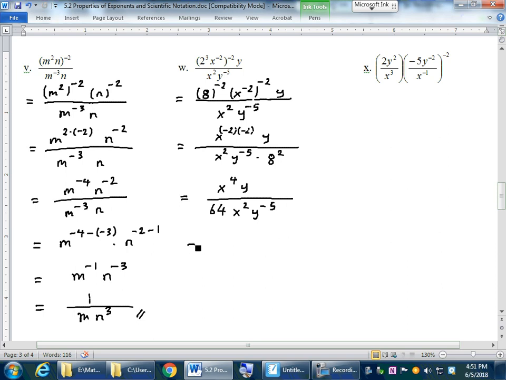Now, continuing this, using property number 2, numerator exponent minus denominator exponent for x, and numerator exponent minus denominator exponent for y, and I still have 64 down there. So finally, this will be x to the second, y to the sixth, over 64. That would be my final answer.